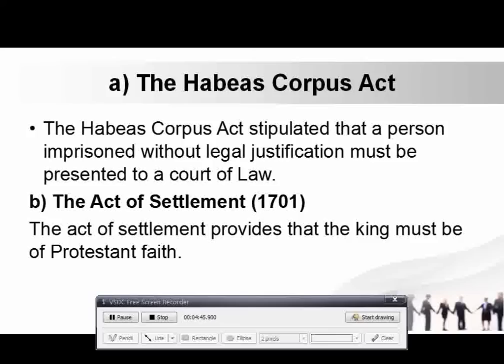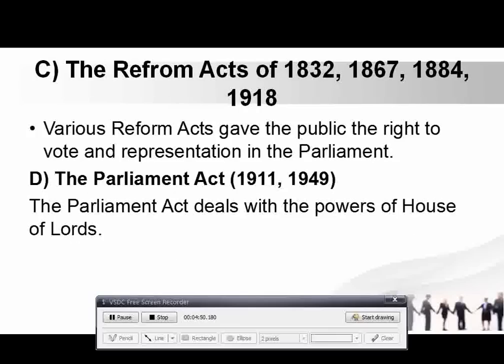And the third one, the Reform Acts. The Reform Acts of 1832, 1867, 1884, 1918 gave the public the right to vote and representation in Parliament. The Parliament Act 1911 and 1949. The Parliament Act deals with the powers of the House of Lords.